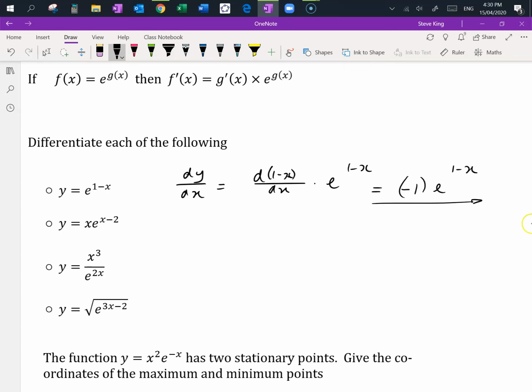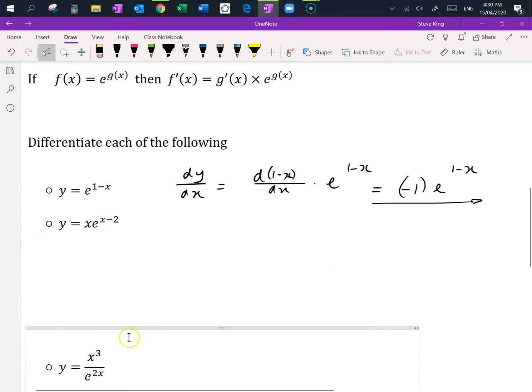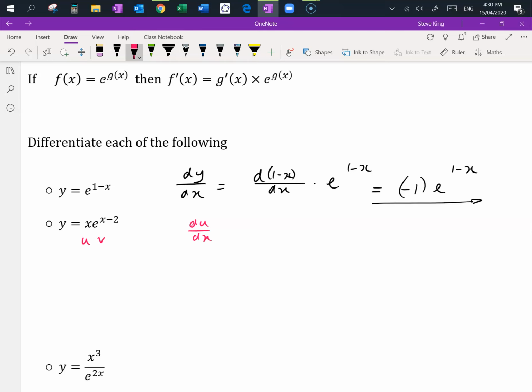The second example, well, this is not just an exponential problem, it's also a product problem. So we need to think about this as having two parts. There is u and there is v. So du dx, derivative of x, that's simply going to be 1. dv dx, well, that's going to be 1 times e to the x minus 2. The derivative of x minus 2 is just 1.